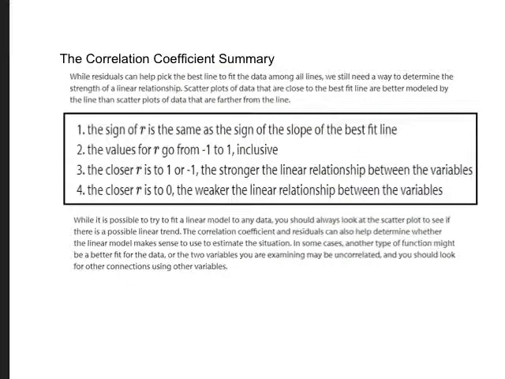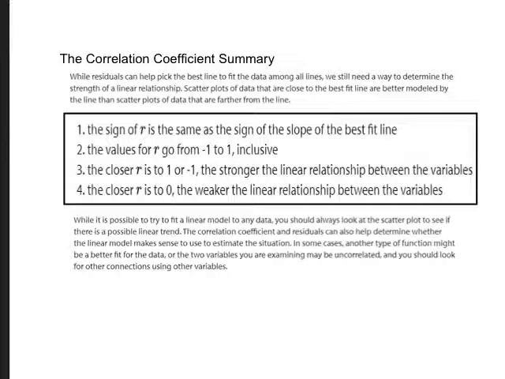Here is a nice summary for you talking about the correlation coefficient and scatter plots in general. So remember back in earlier lessons we talked about the plot of the residual values. Those can help pick the best line to fit the data among many lines, but we still needed a way to determine the strength of a linear relationship. Scatter plots of data that are close to the best fit line are better modeled by the line than scatter plots of data that are farther from the line. The better the model, the more likely its predicted values will be useful. So it's important to know how good your linear model is.